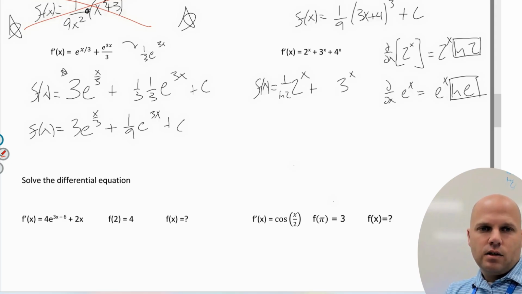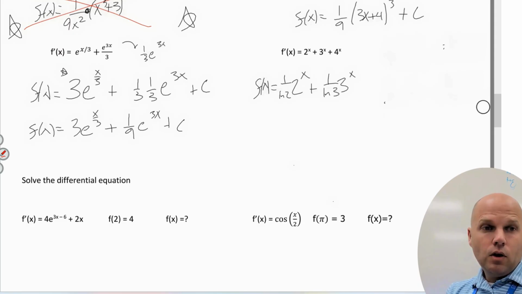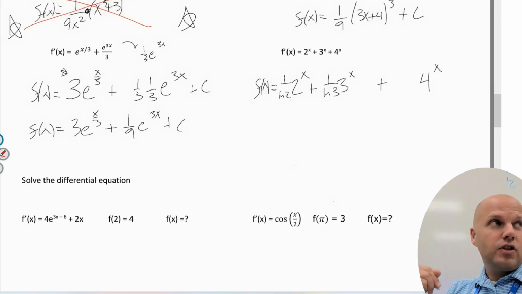3 to the x, antiderivative is 3 to the x. The derivative of 3 to the x is 3 to the x log 3, log 3 being a number. I need to undo that number with a 1 over log 3. The derivative of 4 to the x is 4 to the x times the natural log of 4. I need to undo the natural log of 4 if I'm going backwards.